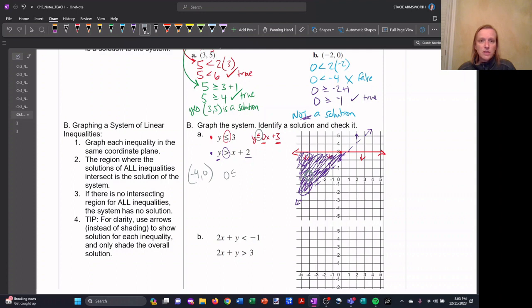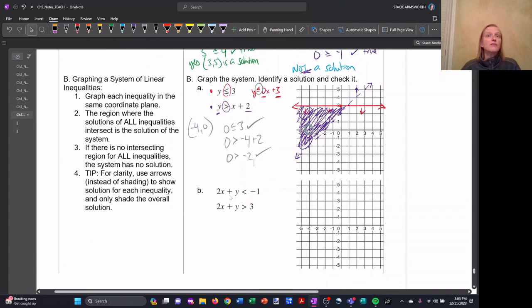So I've got 0 is less than or equal to 3. Yeah, that checks out. And now I have 0 is greater than -4 plus 2. 0 is greater than -2. Yes, that checks out. So I have confirmed that I've shaded the correct area of the system.